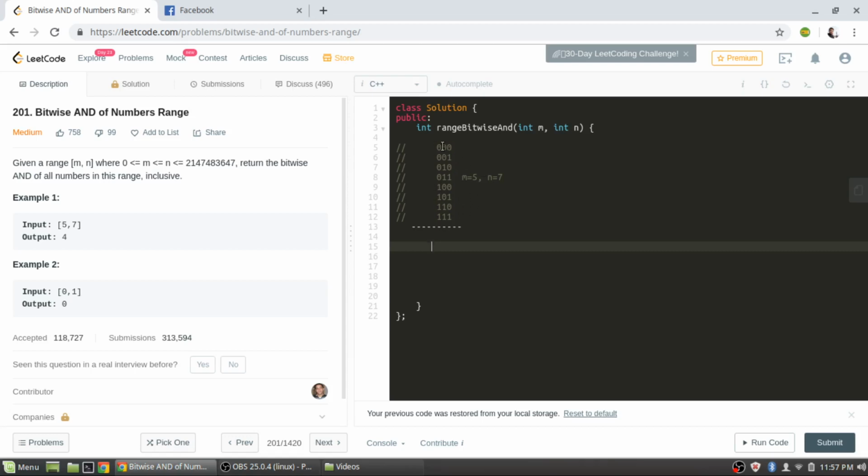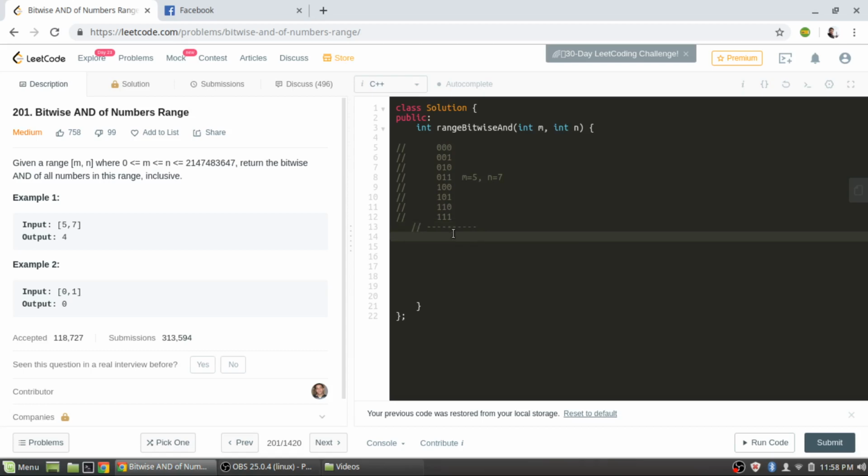We'll be using this property to find the bitwise AND of all the numbers. We'll evaluate the result in a column-wise manner. We'll see what the value in the 0th column would be after ANDing all the numbers from m to n. Then we'll see the value of the first column from m to n.